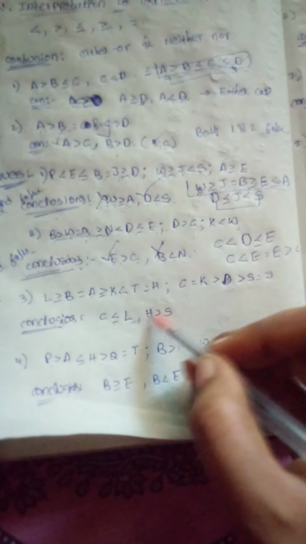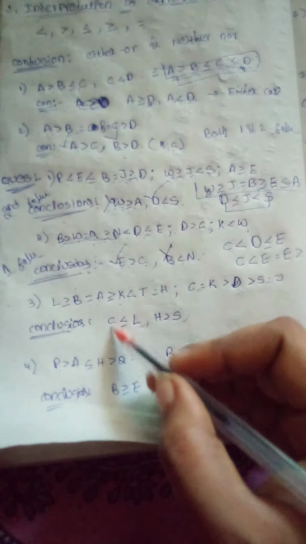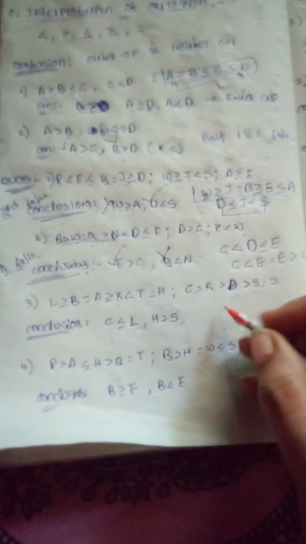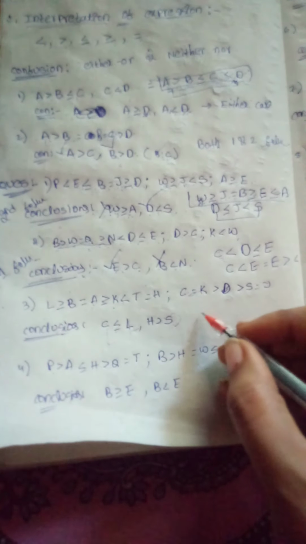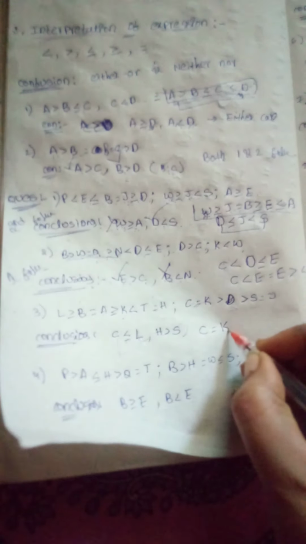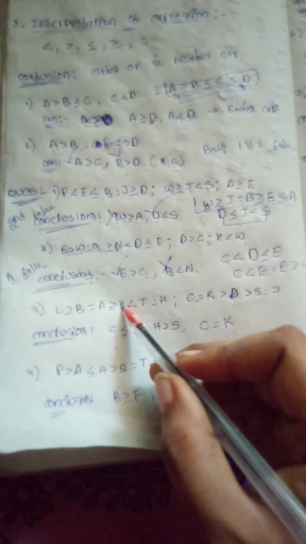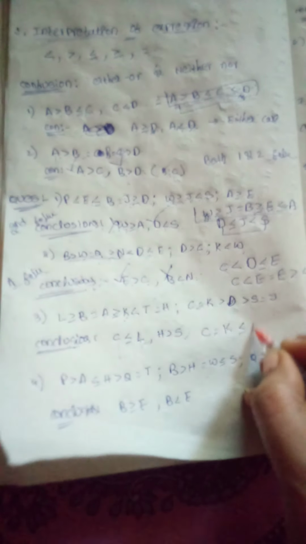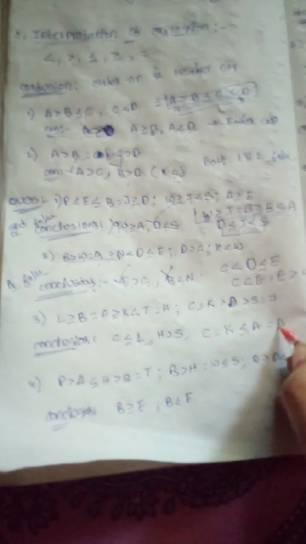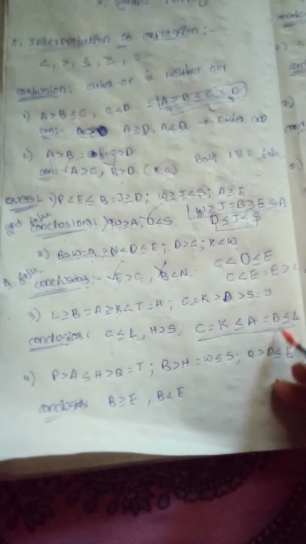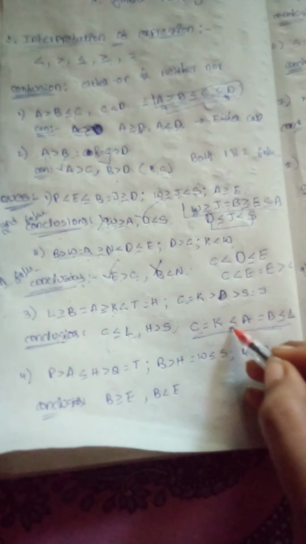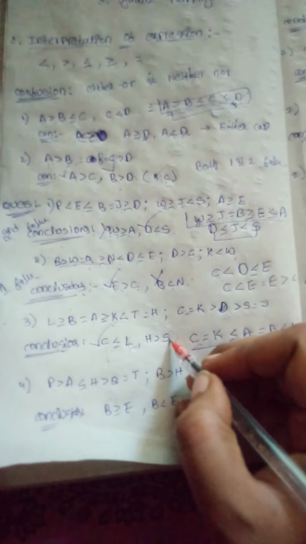And the third question, the expression is like this type and the conclusions are C less than or equal to L and also H greater than S. From these above two equations there is a relation between C and L being established. That means from the second equation C is equal to K, and then next go to the first expression. In this K is less than or equal to A and A is equal to B and B is less than or equal to L. From this expression we clearly say that C is less than or equal to L. So this is true.